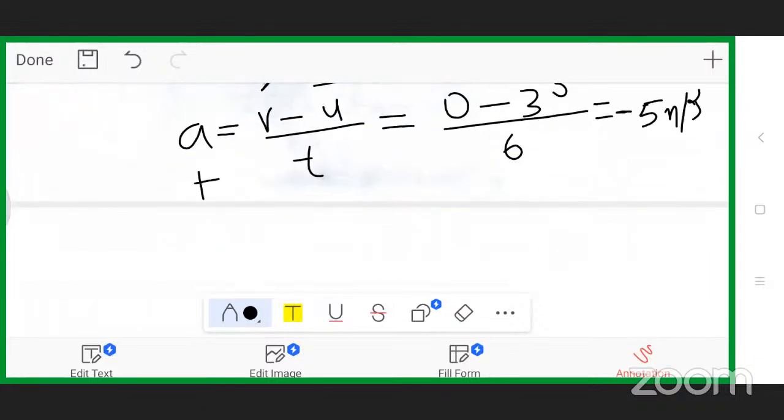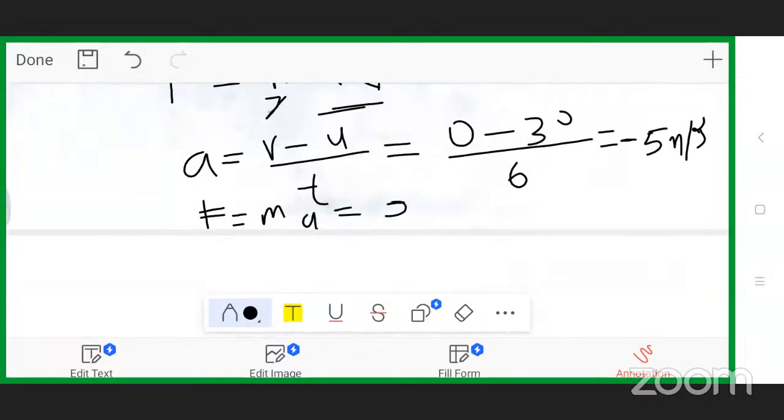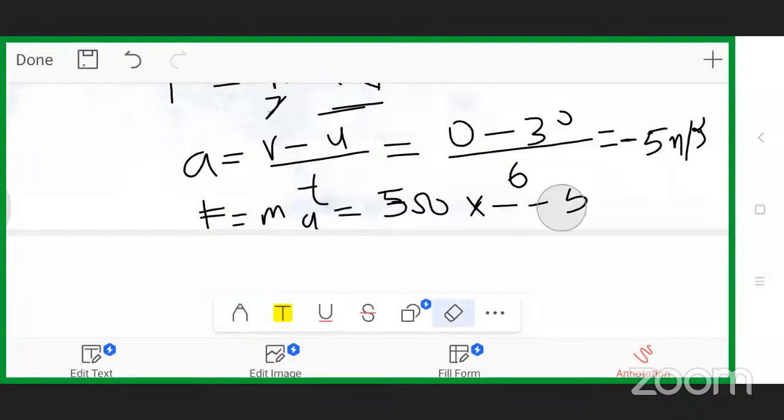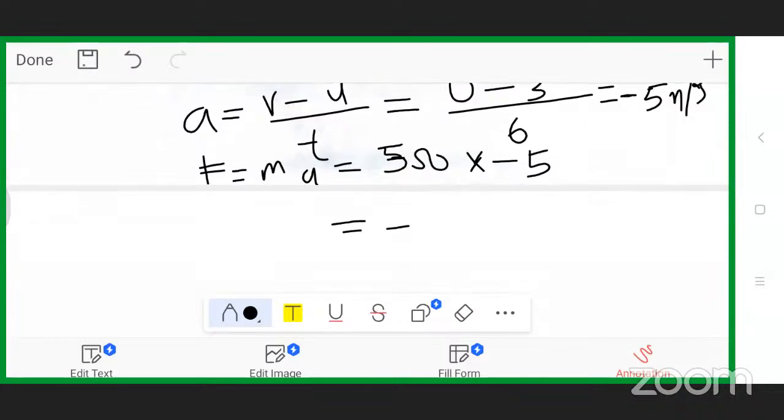So our force was equal to MA, and the M is the mass of that body, which is 500, times -5. And then this will give us -2500, so -2500 newtons. So I have a question: should we leave the answer with the negative, or should we take the positive of the answer?